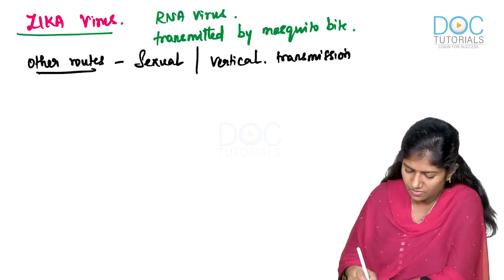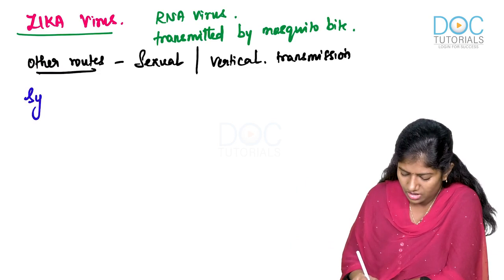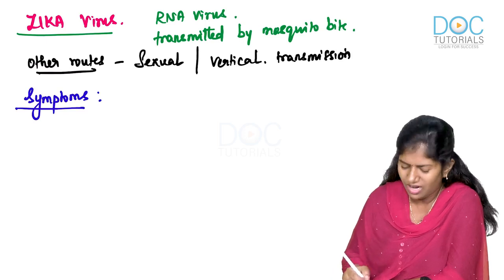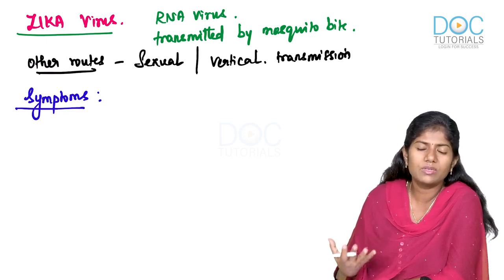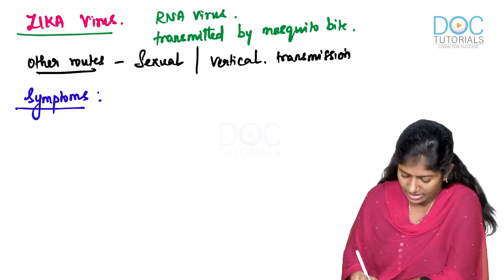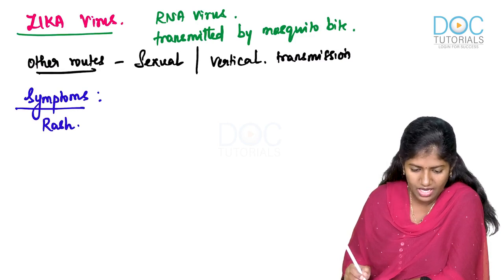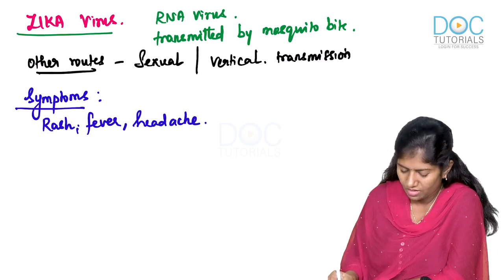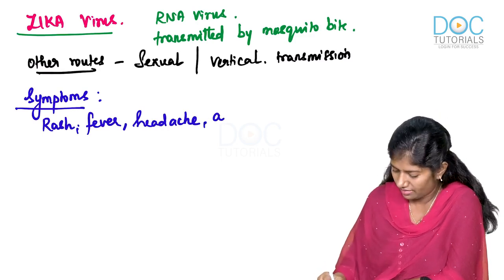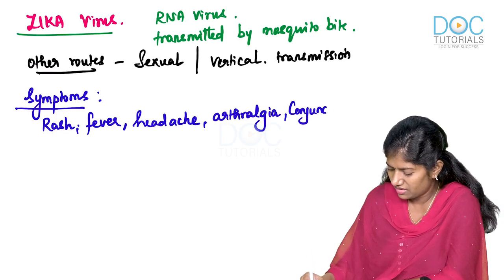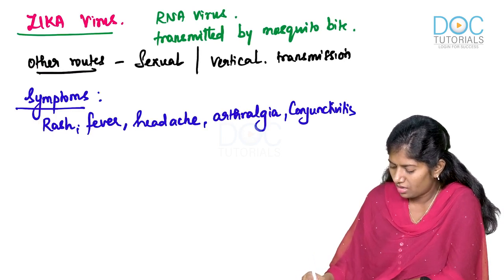Okay. What are the symptoms? The symptoms of Zika virus infection are like any other mosquito mediated viral infection like dengue and other things, like rash, fever, headache, arthralgia, conjunctivitis. So, it's clinically just like dengue, right?